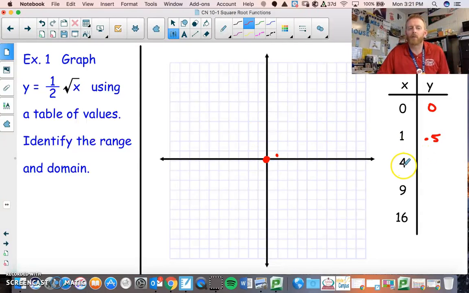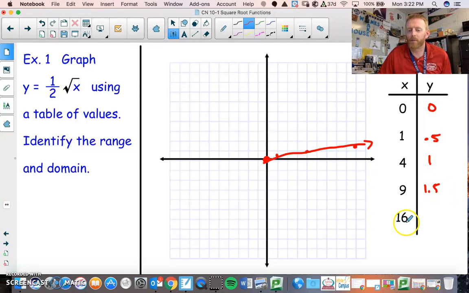And then the square root of 4 is 2, and half of 2 is 1. So I go to the right 4: 1, 2, 3, 4, and up 1. The square root of 9 is 3, and half of 3 is 1.5, so this is going to be a nice shallow one. To the right 9: 1, 2, 3, 4, 5, 6, 7, 8, 9, and then up 1.5. So you'll see I have a very, very shallow curved line, and that is my square root function here.